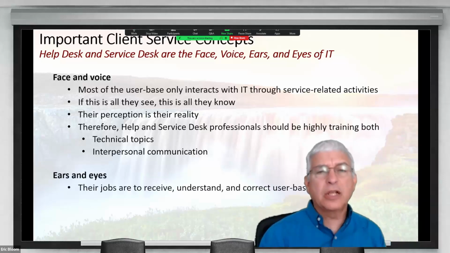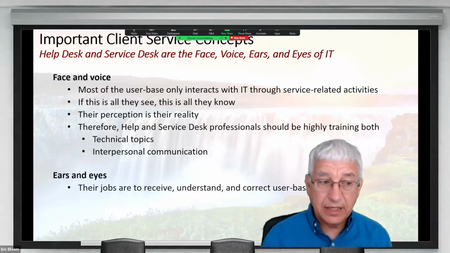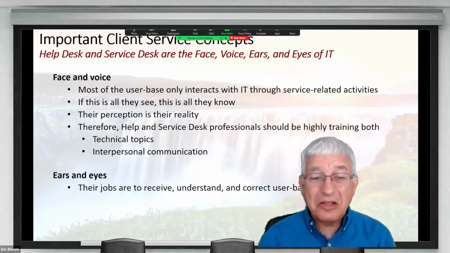But help desk is also the ears and eyes of IT. The reason being, where are people calling with problems?